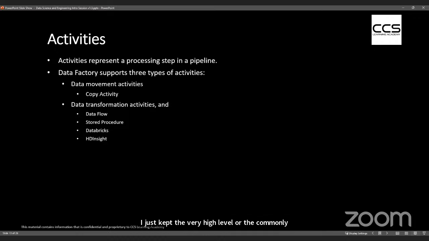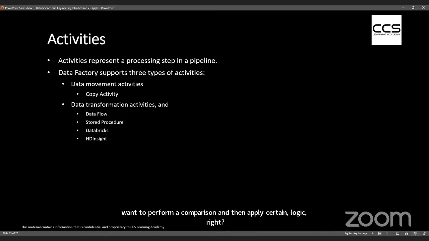So data flow is used for data transformation, such as when you want to create a calculated column based on a given column, right? You want to merge the data sets. You want to divide the data set based on certain conditions. You want to make copies of data elements. You want to perform a comparison and then apply certain logic. So for those operations, we can use these transformation activities, right?